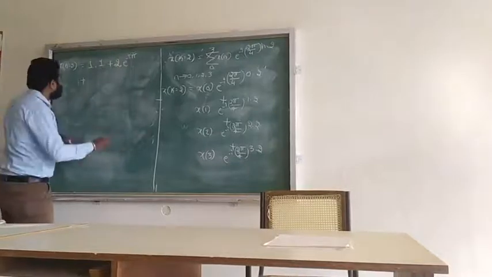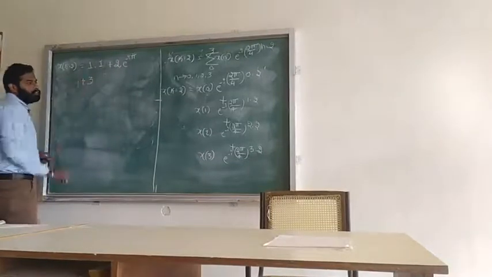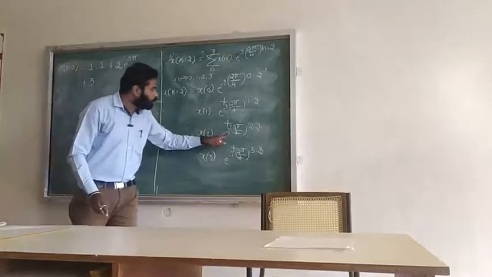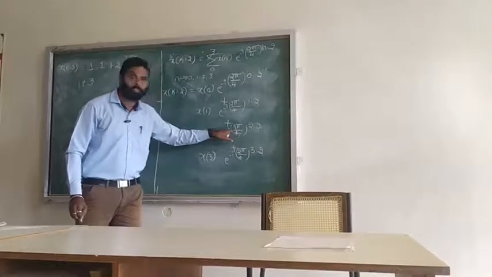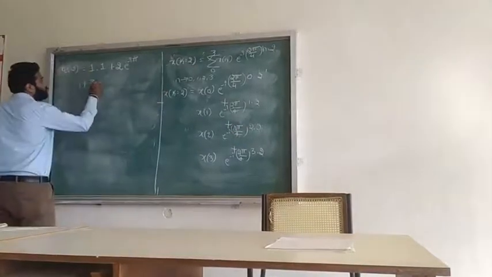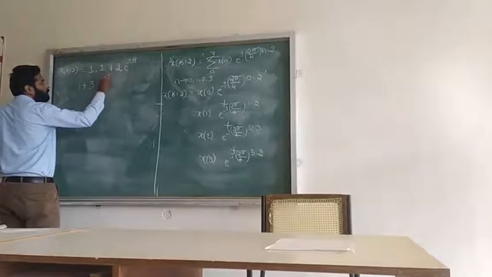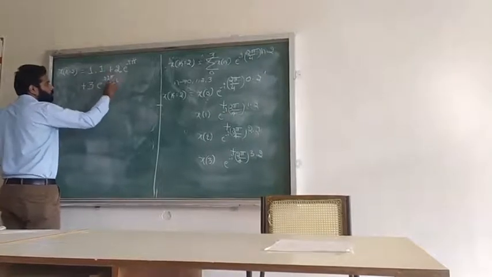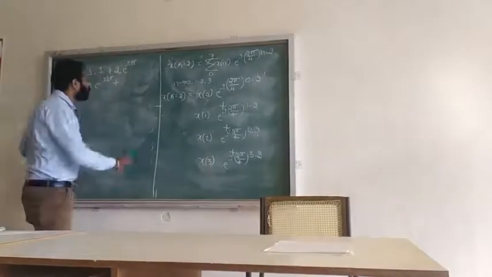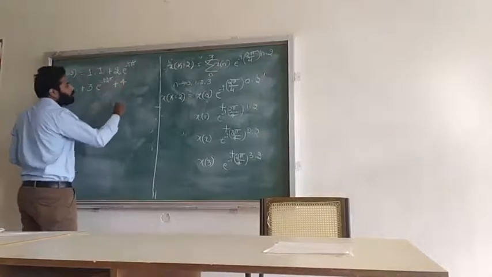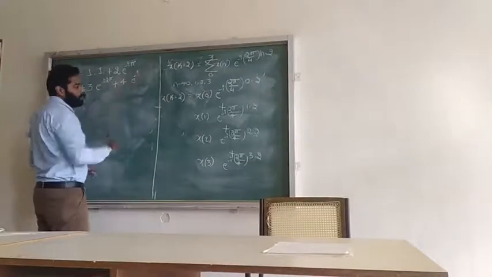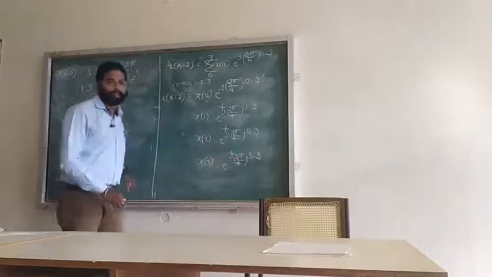x of 2 is 3, e raised to minus 2 i pi; x of 3 is 4, so 4 e raised to minus 3 i pi. Then 2 and 2 cancel, giving 3 pi.